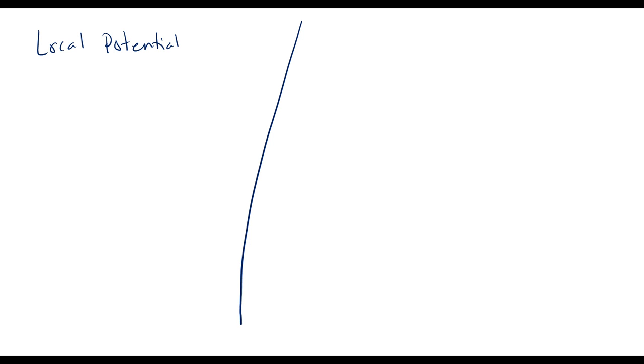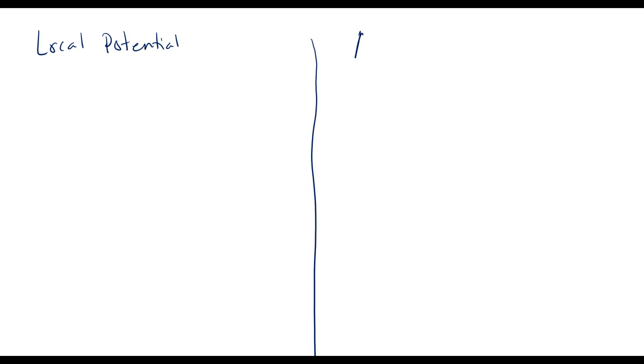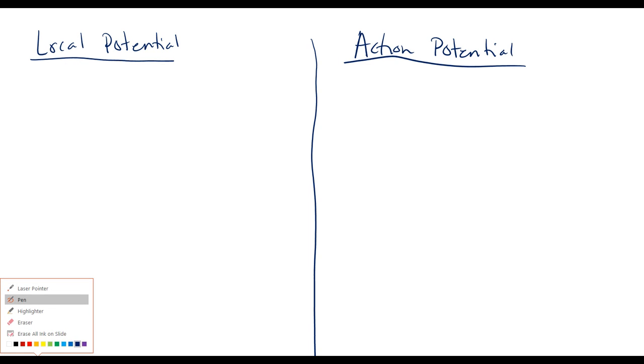Ooh, that was not a straight line. I'm getting a little better with my little notepad, but the curve is steep. All right, so there's my straight line. And then action potential over here on the right. So action and local.